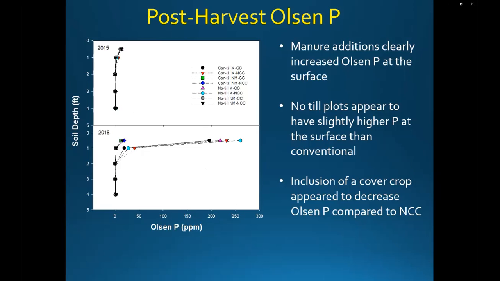Post-harvest Olsen P was a lot more straightforward. You can see after several manure applications that there's a clear increase in Olsen P at the soil surface. And it looks like our no-till plots appear to have a slightly higher P at the surface than our conventionally tilled plots, and that the inclusion of a cover crop actually appeared to decrease Olsen P at the surface compared to not having a cover crop.